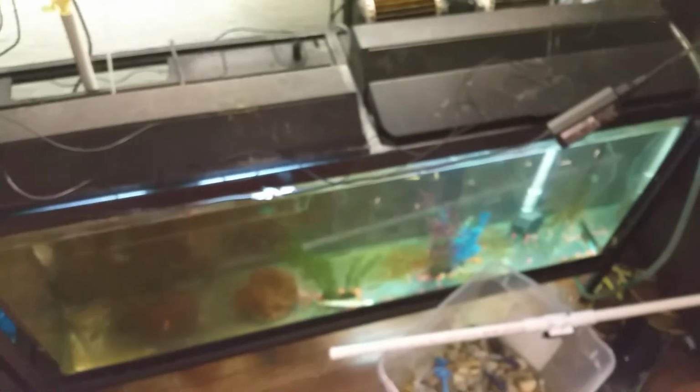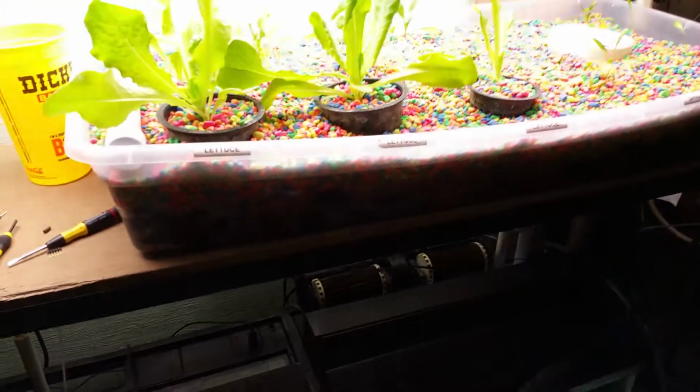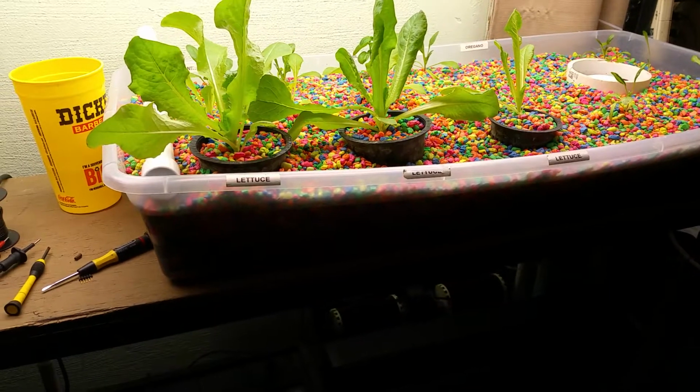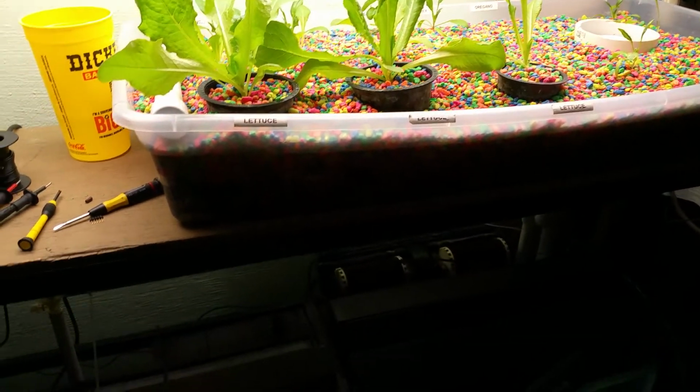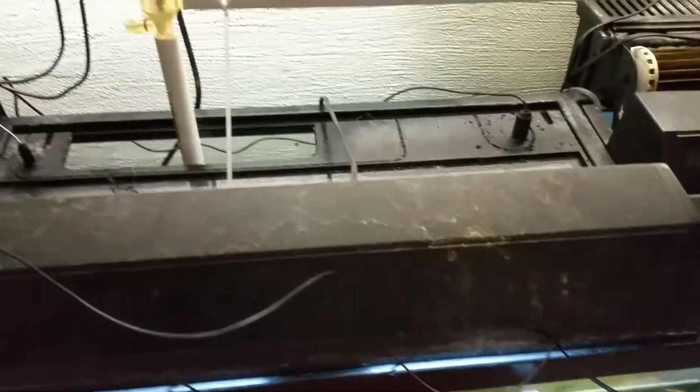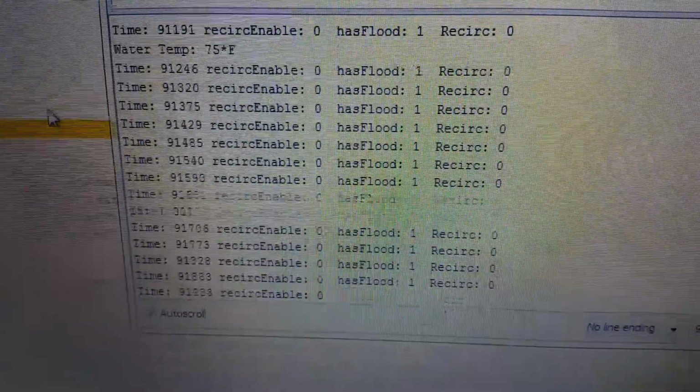I'm doing this because I want to still recirculate the water, but at the same time, I want this grow bed to be able to completely drain. One reason is that one of the functions I'm going to install is a water level probe for when the grow bed is completely drained. There, now it's flooding. You just heard it recirculate. Now it's recirculating the water over here, so it's both discharging here and over there. Has flood is one. That means it's flooded once in the cycle, and it won't start again until this number gets back up to 900,000 again.